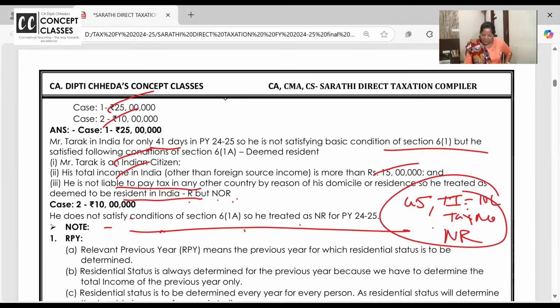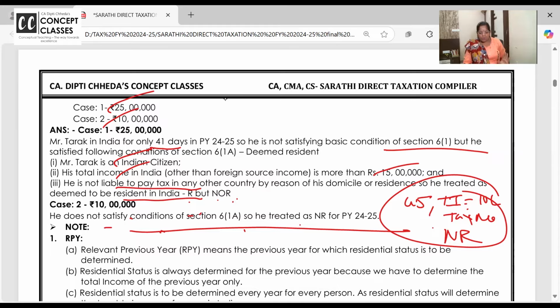Because for resident and ordinary resident, total income in India must be above 15 lakhs. And you should not pay tax anywhere. No one is taking care of you. No one is asking you to pay tax. And you are earning more than 15 lakhs in India. Come, we will take care of you. You are deemed resident, pay the tax in India.